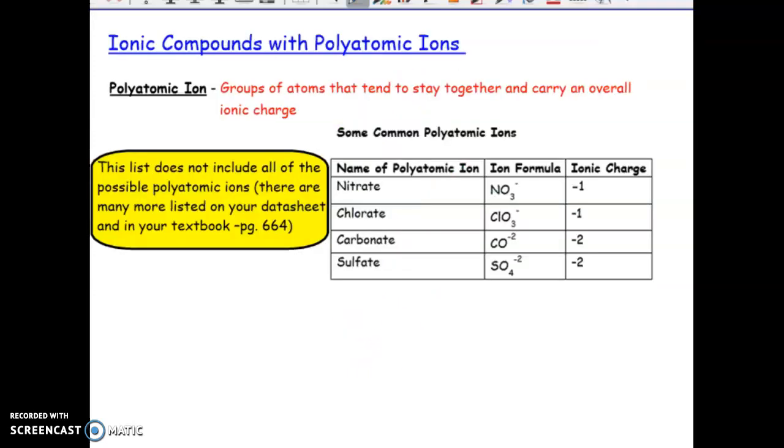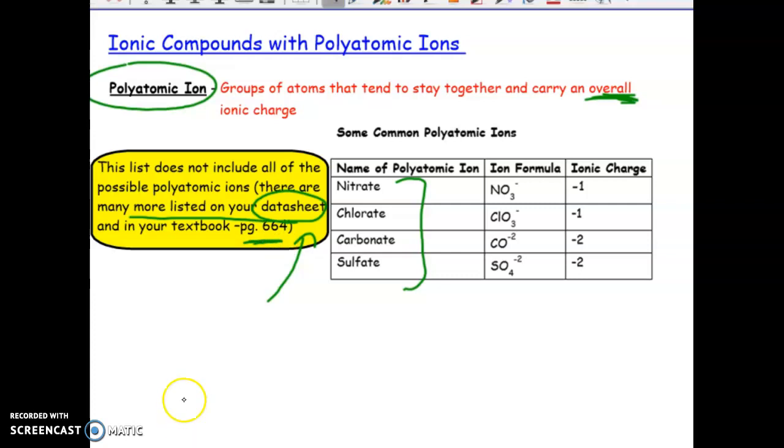So the next thing we're going to review is polyatomic ions. So polyatomic ions, just to refresh your memory, it's when you have a cluster or a group of atoms that stick together, right? They stay together and they have an overall charge. So these are just some of them, probably the 4 most common ones. You have many more on your data sheets. So this is found in the course information file, also in your textbook.